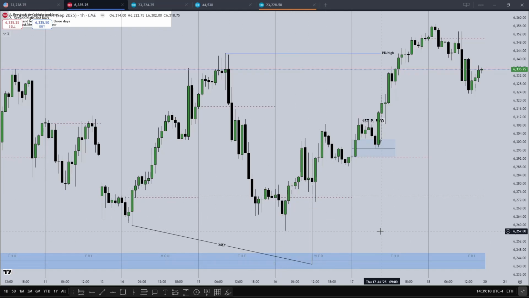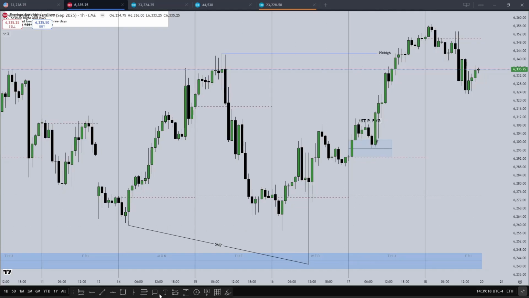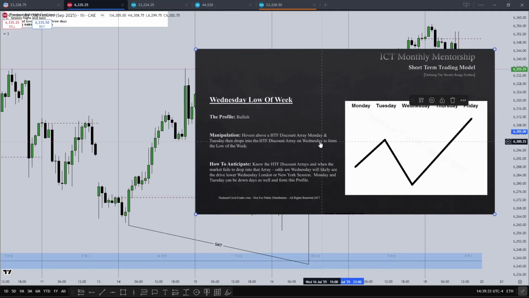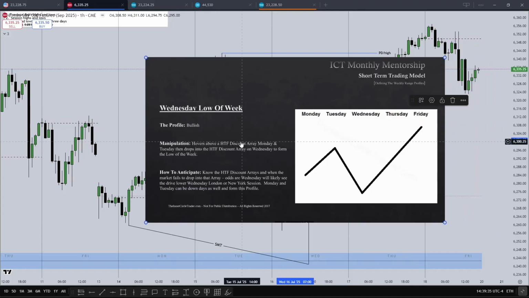This is a classic weekly profile that we have studied in ICT. If you are familiar with ICT, you would know that, and I'm going to show it to you in just a minute. This is the one: Wednesday, low of the week.